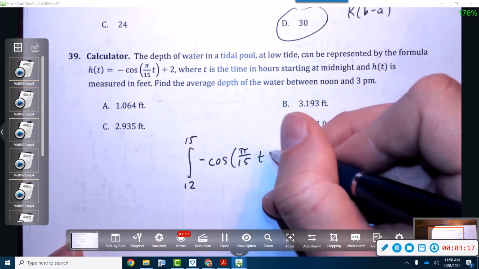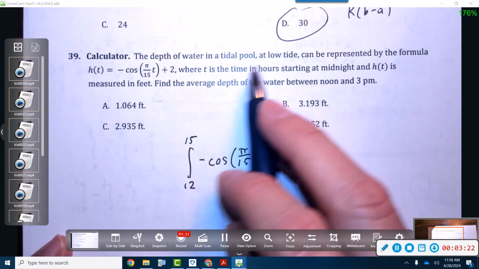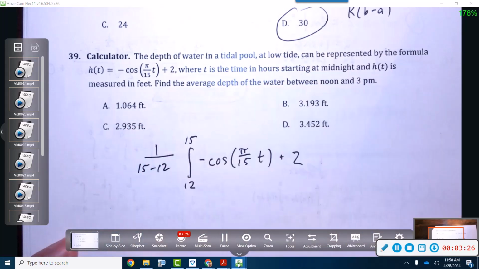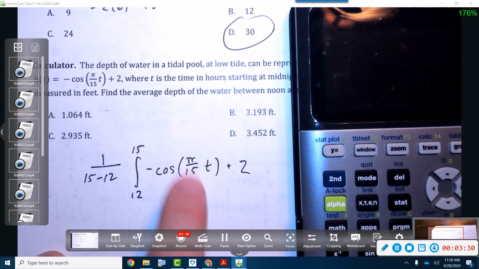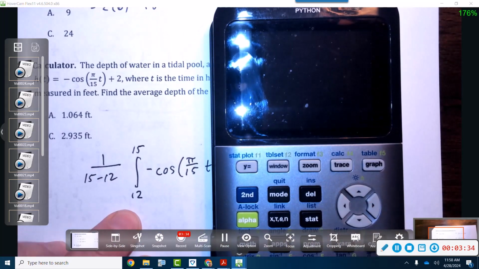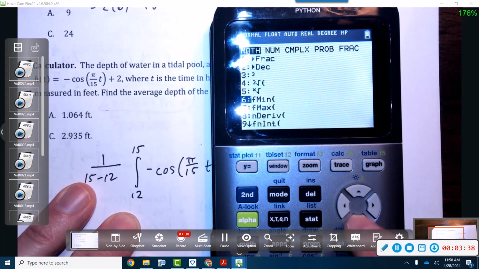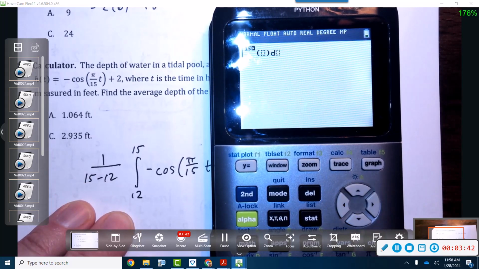Okay, so we can just write this out here. Okay. All right, but what we do have to do is the average, so don't forget this. Okay. All right, so whatever we get here, we're going to divide by 3. So let's go ahead and enter this in very carefully. Math, go down to 9. And we're going to go from 12 to 15.